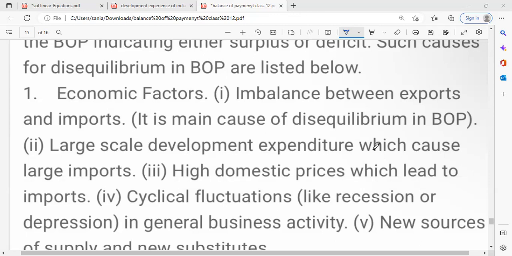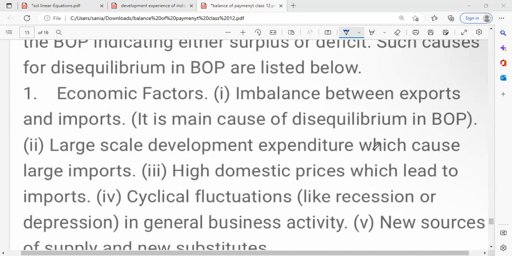So again, your import will rise, but your export will remain the same, right? So again, it will cause either a deficit or a surplus in the BOP, in the equilibrium, right? Then third is high domestic prices, which lead to import.